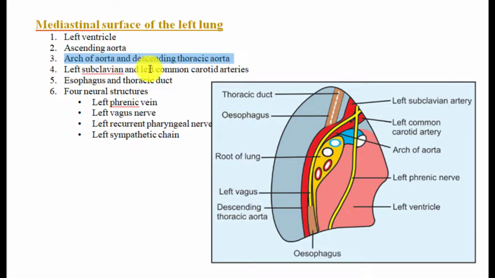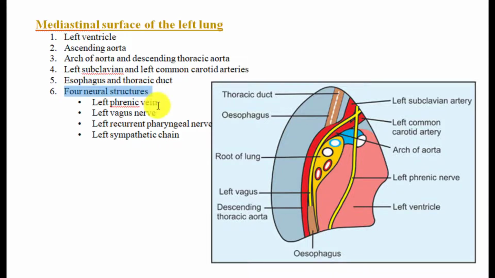Then there are the left subclavian and left common carotid. The left subclavian artery is there, and the left common carotid artery is also there. So these 2 are the left subclavian artery and left common carotid artery. There are the esophagus and thoracic duct. This is the esophagus, and there is the thoracic duct. And then there are 4 neural structures which are in relation to the mediastinal surface of the left lung.